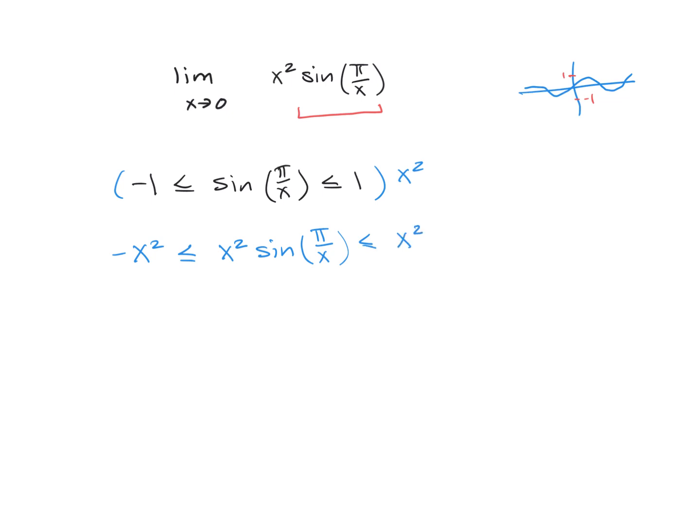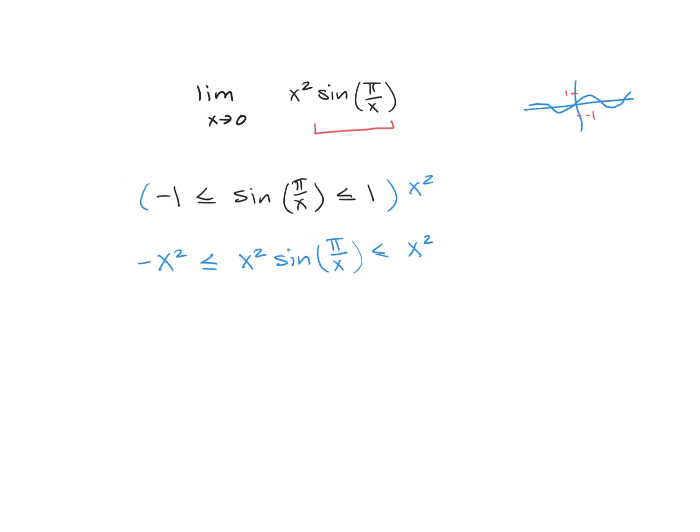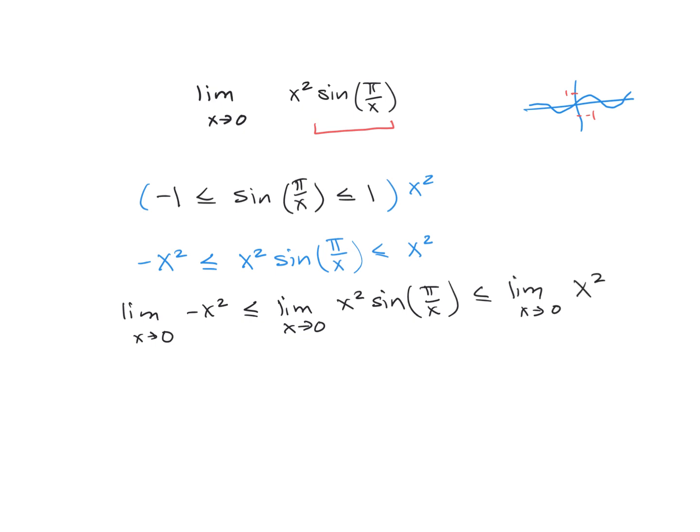And now we're going to take the limit of all three sides of this inequality as we approach 0. So we're going to have the limit as x approaches 0 of negative x squared, which is less than or equal to the limit as x approaches 0 of x squared times the sine of pi divided by x, less than or equal to the limit as x approaches 0 of positive x squared.